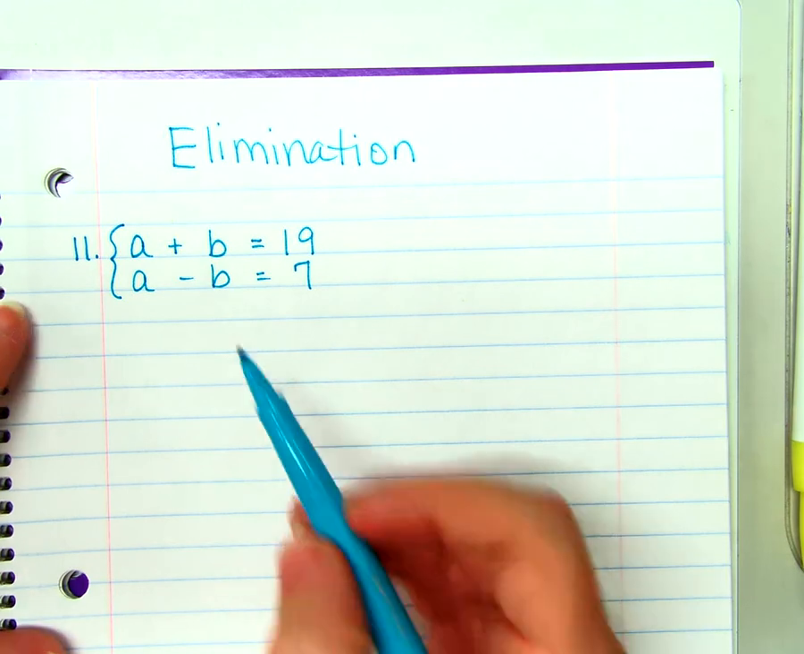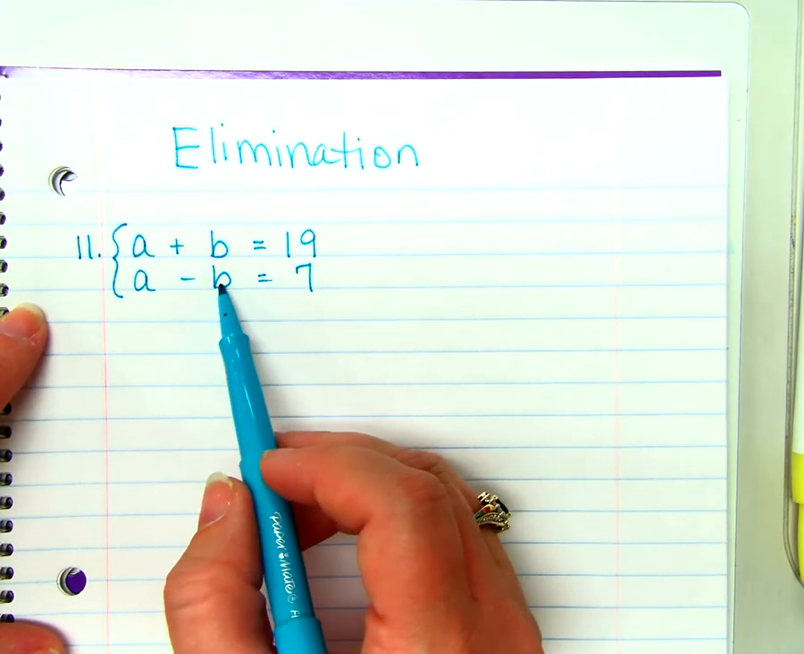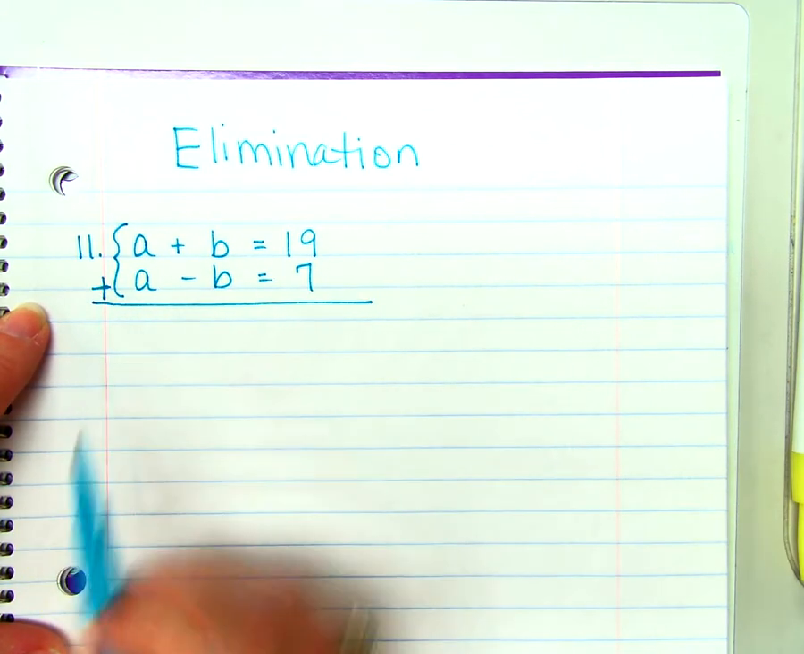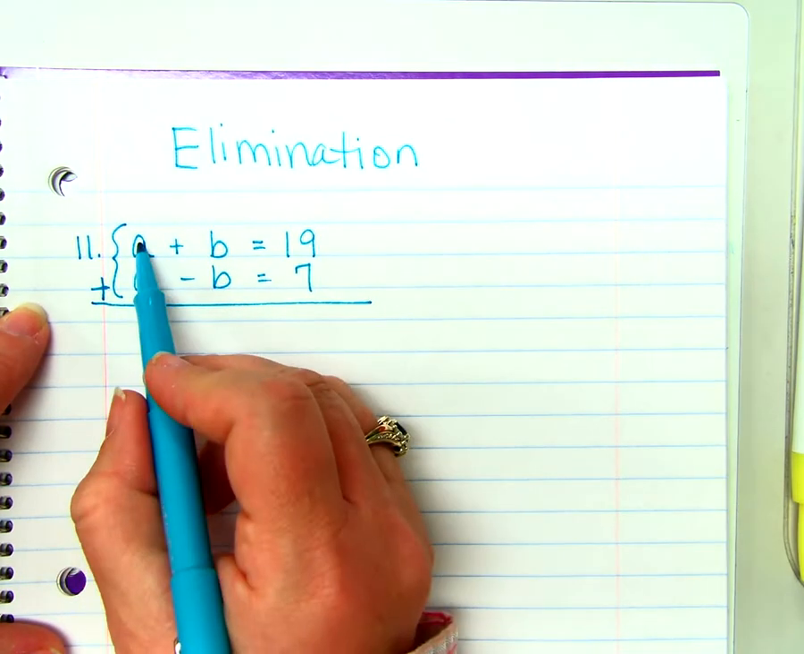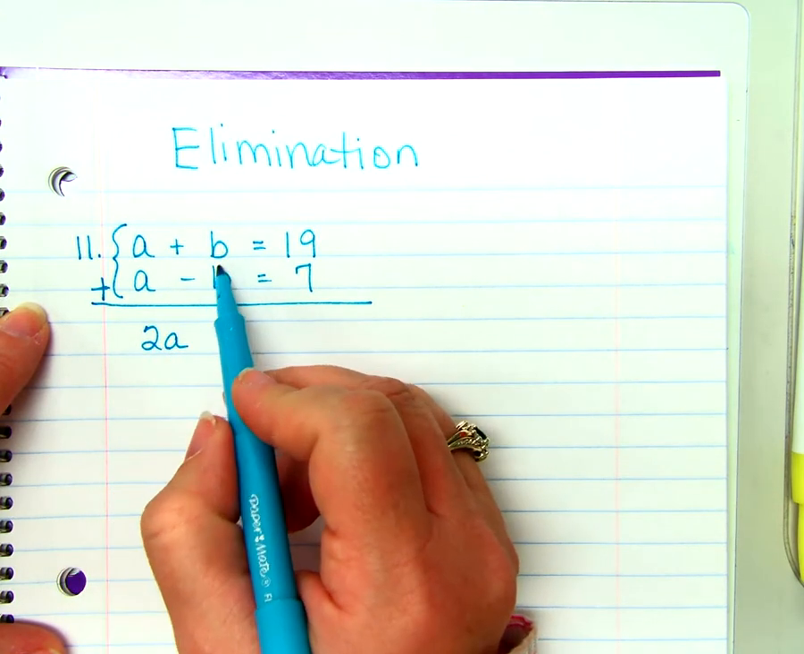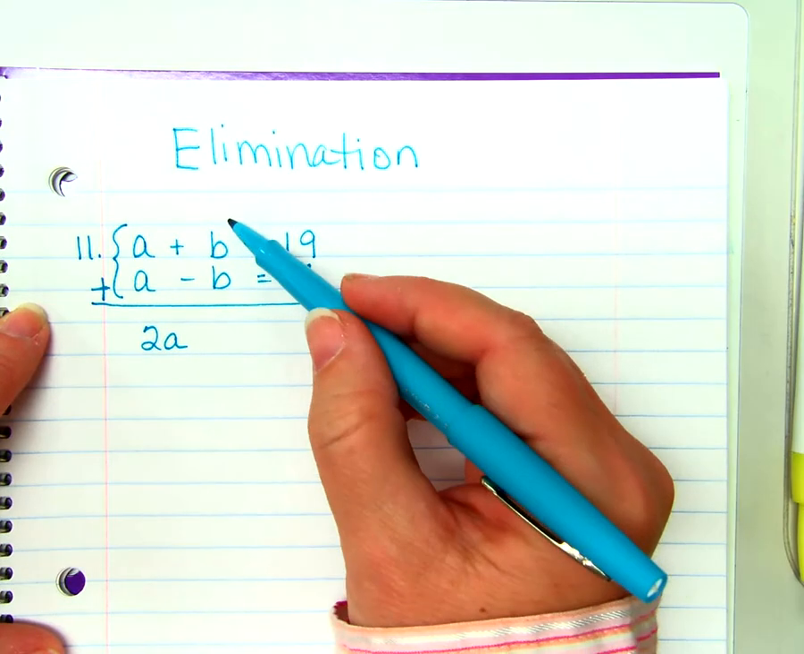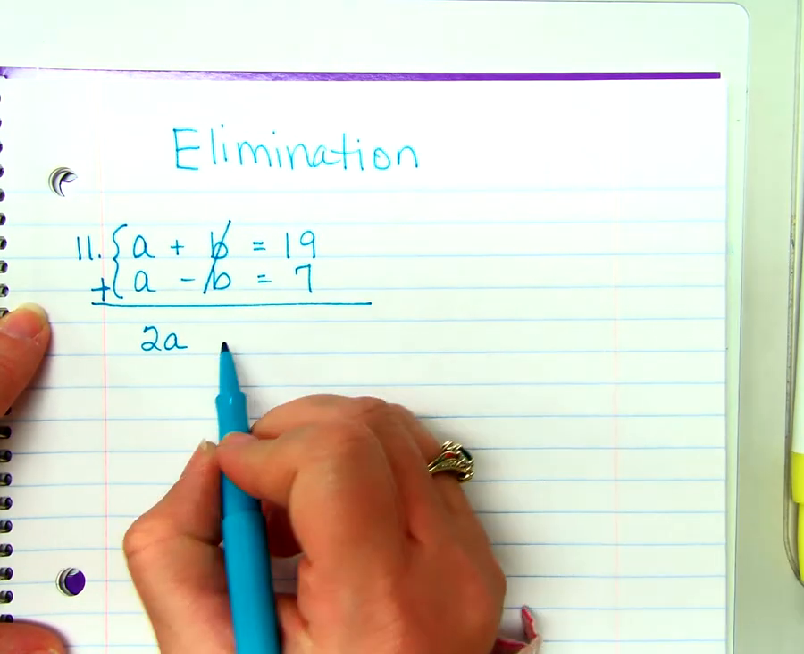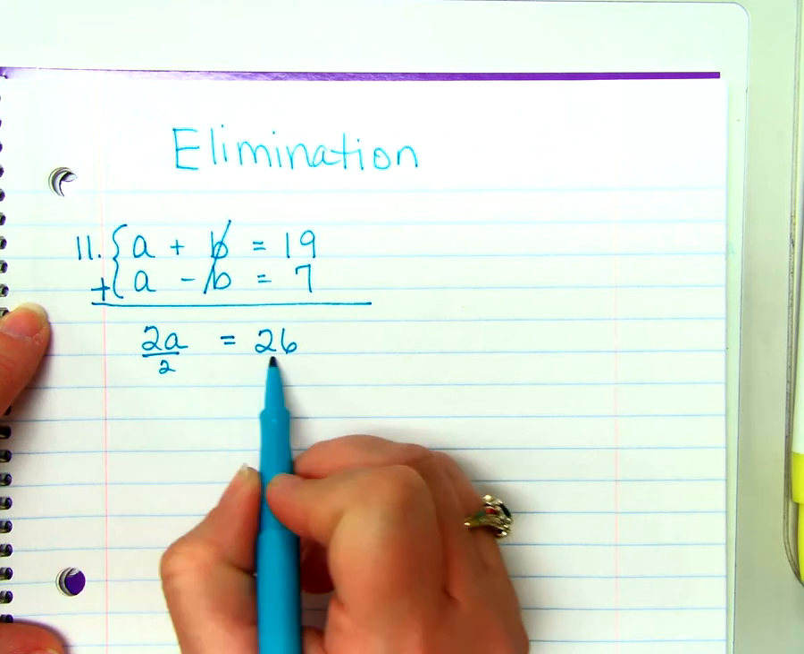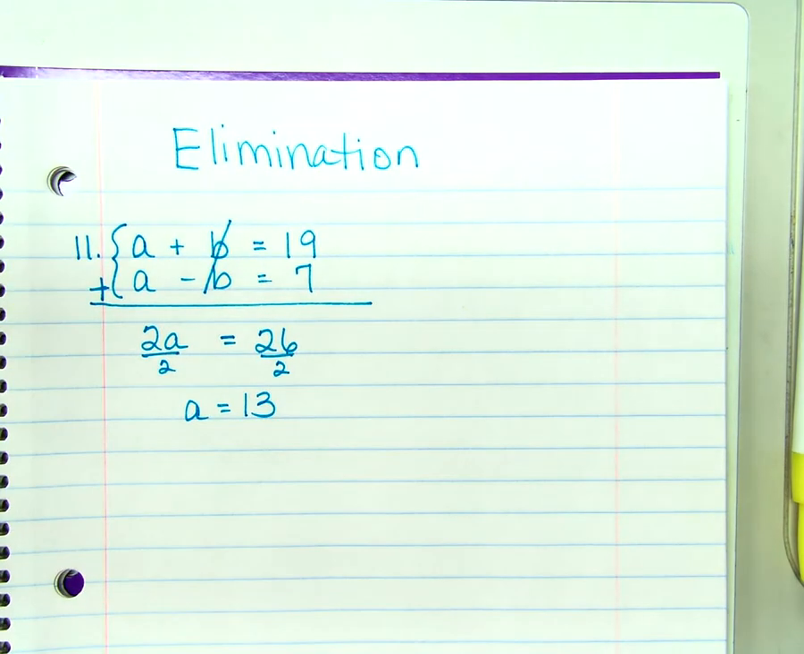Notice here in this problem, I have a positive b and I have a negative b. If I combine those two equations, like I'm adding them together, I get a plus a, which is 2a. I get b minus b, which is 0. So I have eliminated that variable. 2a equals 26. And then if I divide both sides by 2, I get a equals 13.